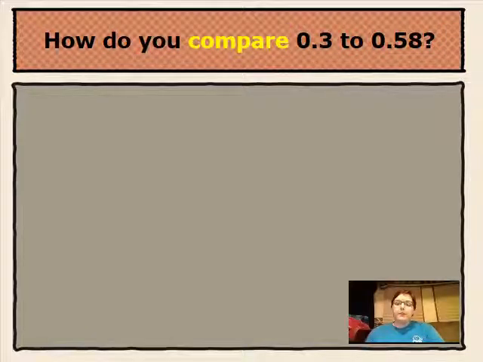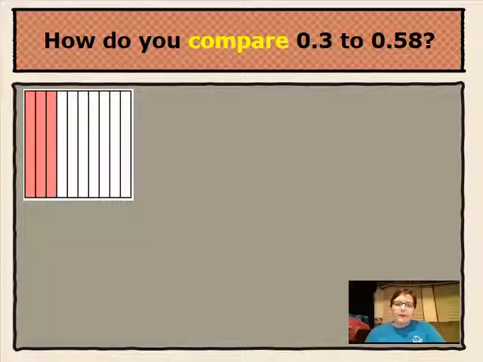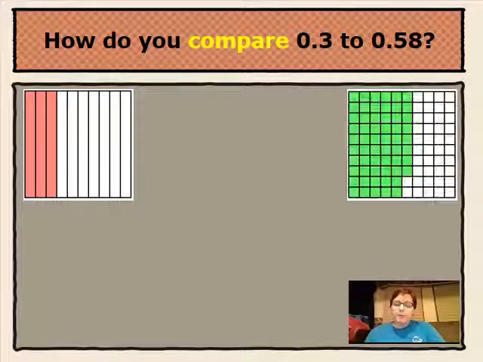How do you compare 3/10 to 58/100? First, we represent 3/10. In 3/10, 3 portions out of 10 are shaded in. Then we represent 58/100. In 58/100, 58 portions are shaded in to represent 58/100.